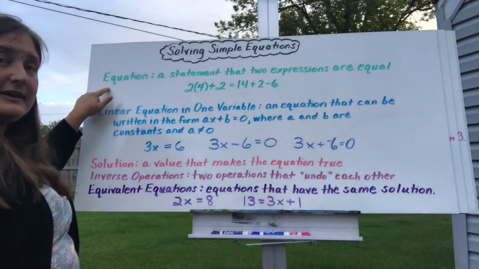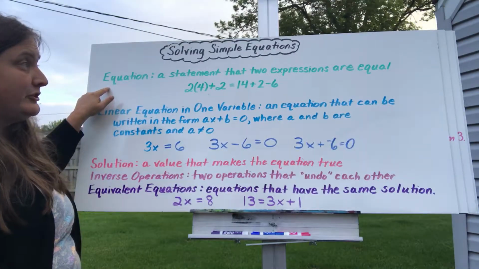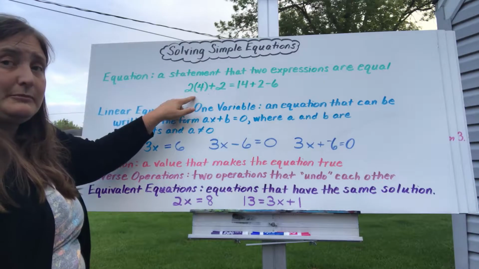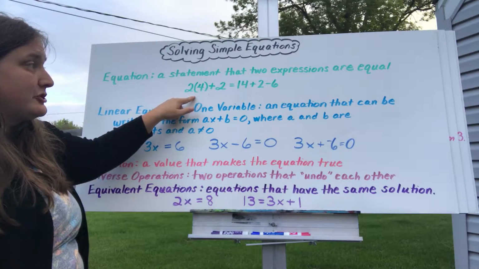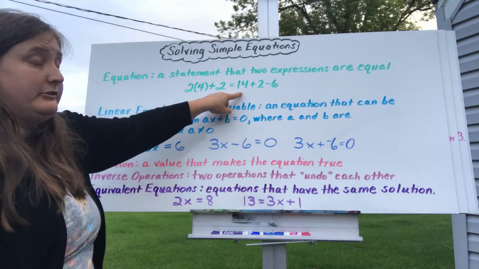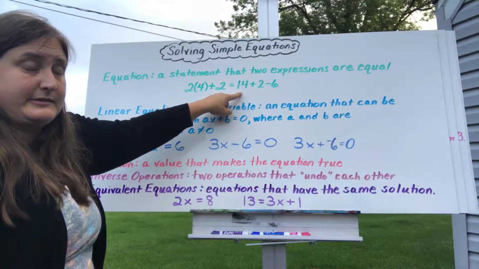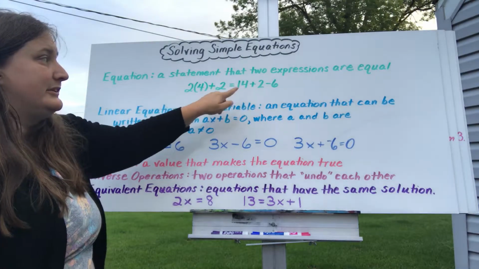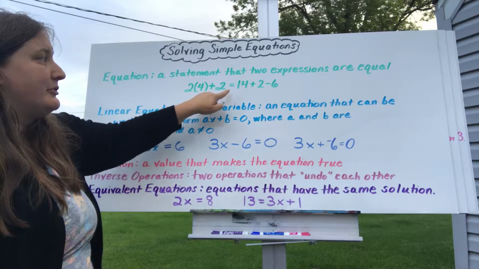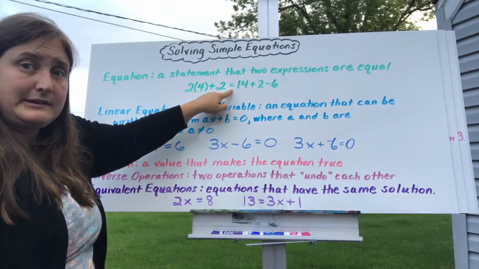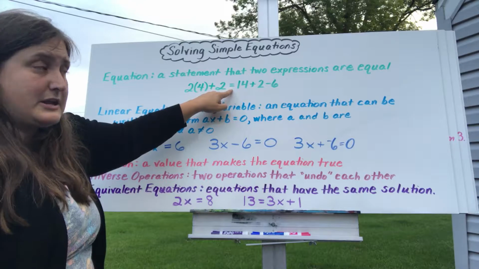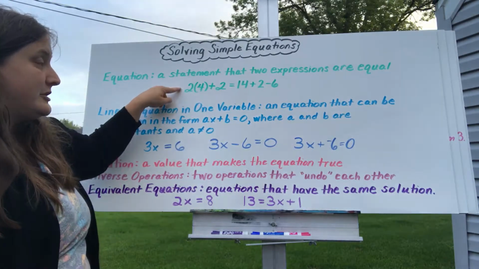So an equation is a statement that two expressions are equal. 2 times 4 plus 2 is an expression by itself. 14 plus 2 minus 6 is an expression by itself. Both of these are equal to 10, and if I write them with the equal sign between them, I'm making a statement that these two expressions are equal. This is called an equation.